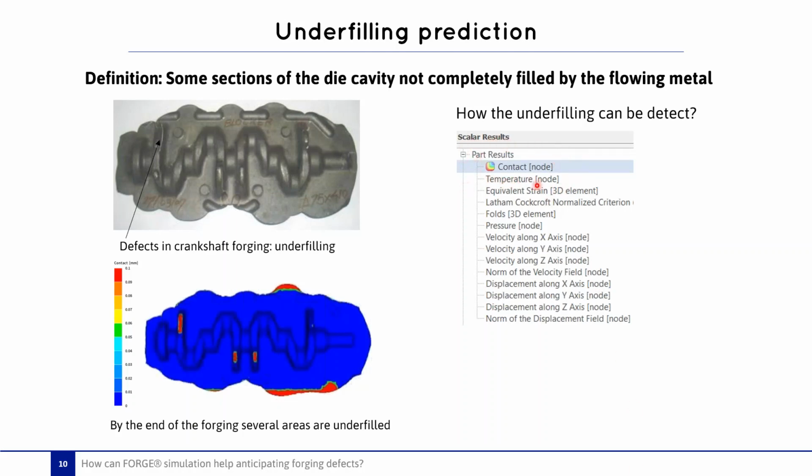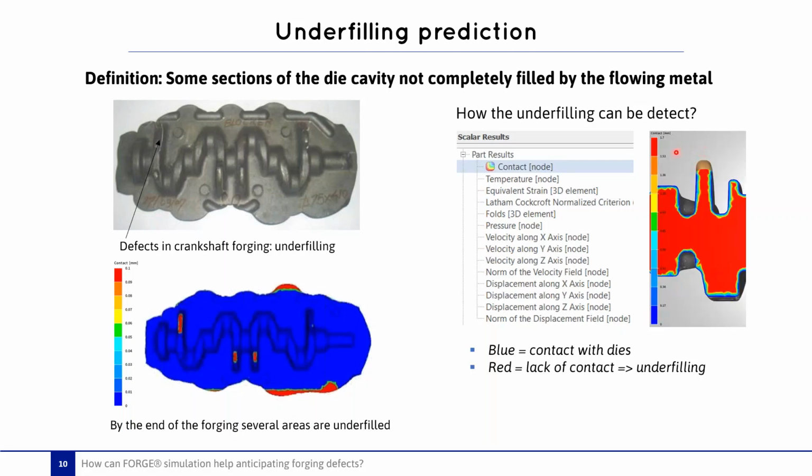Then you go to the result selector, you click on the contact, and the areas that are here in red, like we see in this image, indicate the zone where there is underfilling. As well, it is possible to use the cutting plane, as we see in this image, to cut the part and check the underfilling. It is possible to measure this underfilling by measuring the distance between the die cavity and the part.